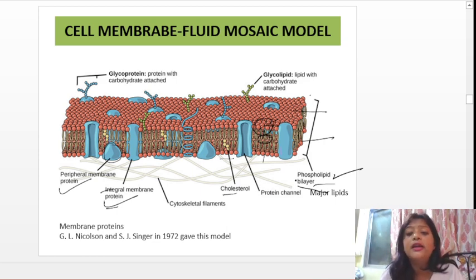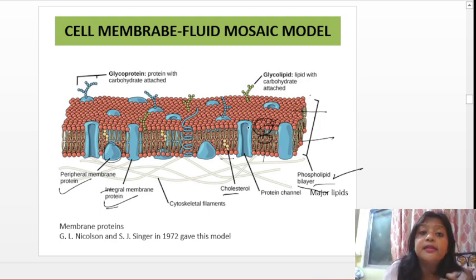The amount is almost the same as the phospholipid bilayer, and cholesterol is helpful for maintaining membrane fluidity. So for transportation and for maintaining the structure of the phospholipid bilayer, cholesterol is helpful, also for membrane fluidity.